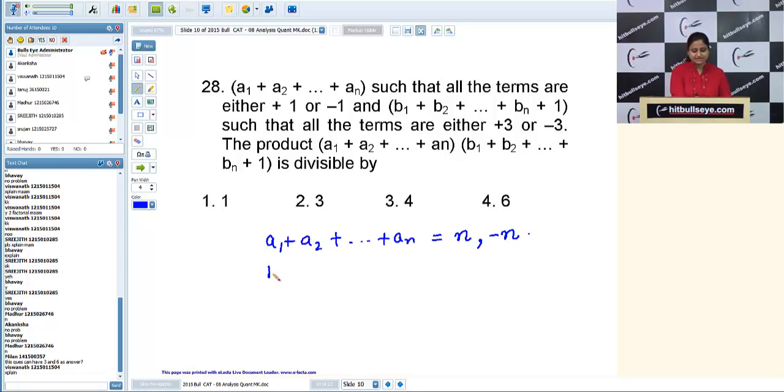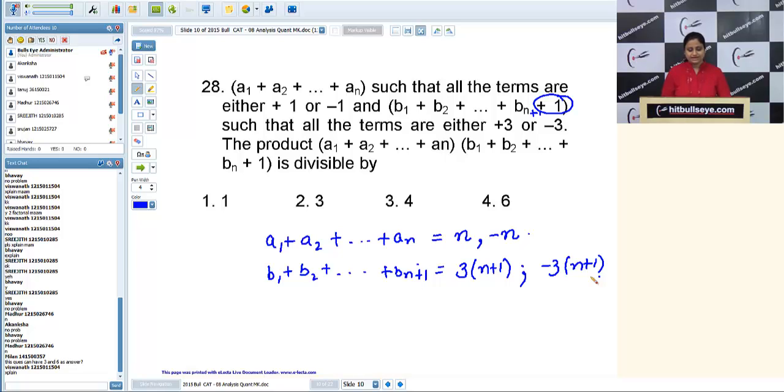Now coming to the second expression, it says b1 plus b2 so on up to b(n plus 1). That was a subscript. Now, every term is either 3 or minus 3. It means the total will be 3 into (n plus 1) or the total will be minus 3 into (n plus 1).